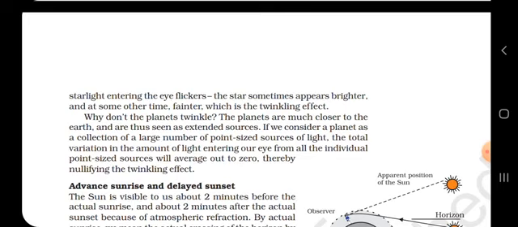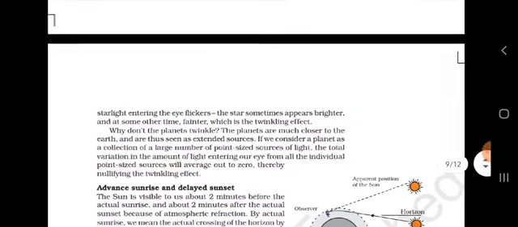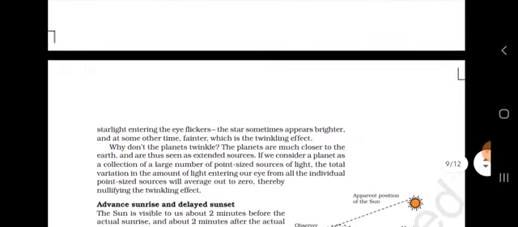I hope students you are clear with this. The planets are very near to Earth compared to stars, and so the planets are considered to be point-sized objects. The total variation in the amount of light entering our eye from all the individual point sources will average out to be 0. Thereby, they will nullify the twinkling effects. I hope you are clear with why the planets do not twinkle. This is a give-reason question in our exercise.